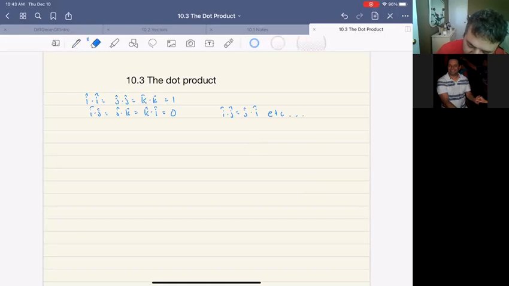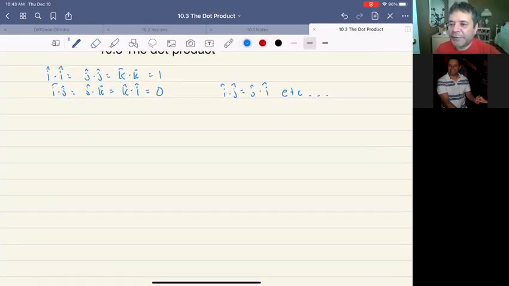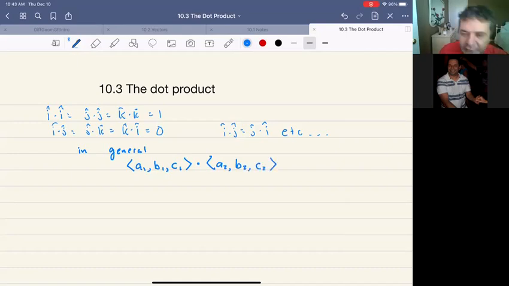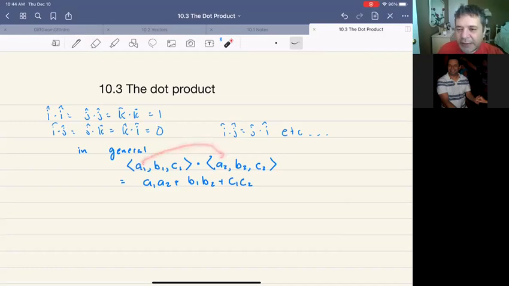All right, so let's see what it turns out to be for general vectors. Let's say we're given A1, B1, C1 dotted with A2, B2, C2. What that's going to give us is A1 A2 plus B1 B2 plus C1 C2. So we're just multiplying each term together and then adding them up. That's going to give us the dot product.